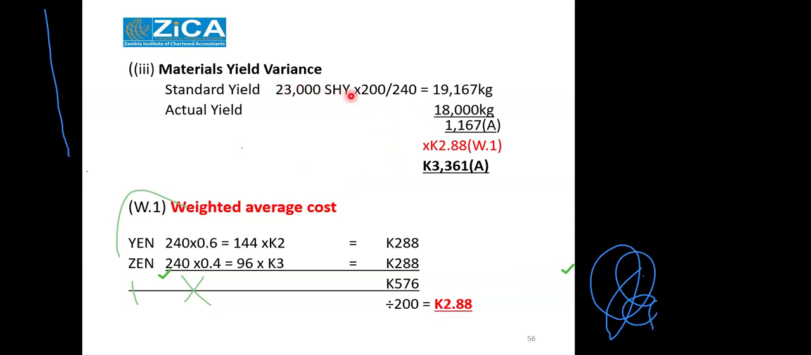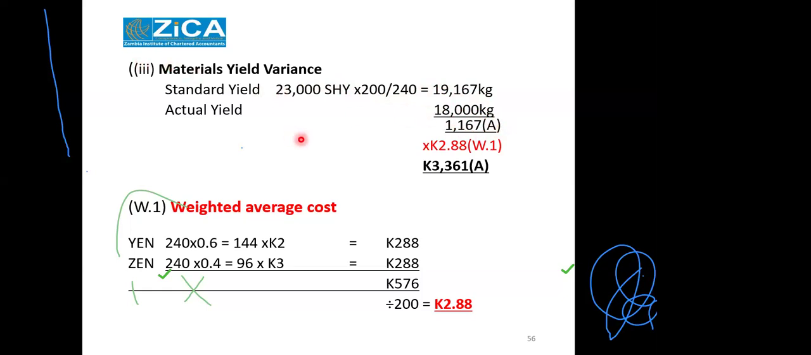So according to this calculation, 23,000 kgs should have yielded 19,167 kgs. That is more, but we yielded only 18,000. That's why it's adverse there. 1,167. In other words, we should have produced more by inputting 23,000 kgs. But from 23,000 kgs, we only got 18,000 instead of 19,167. So that was an adverse yield variance.